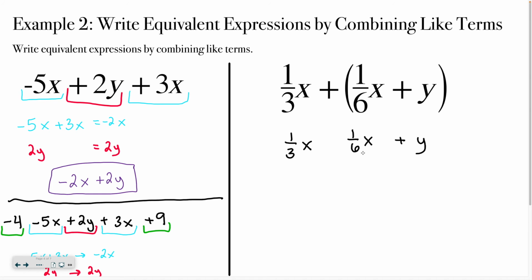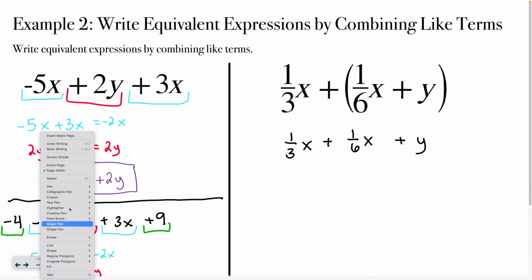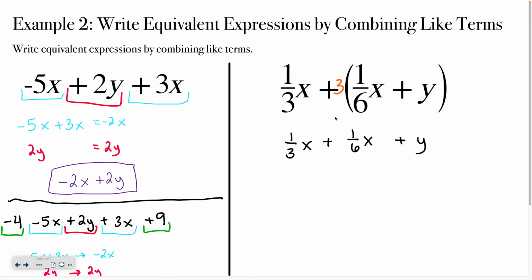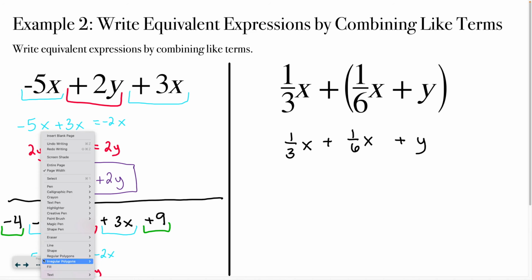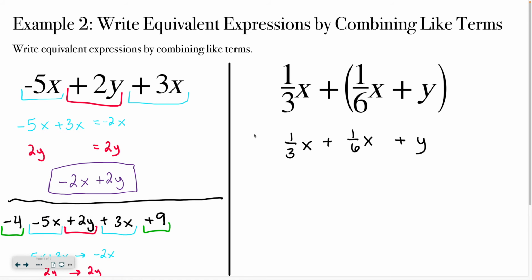But it's a little weird because we have parentheses that are around the 1/6 x and the y. Since there isn't a number right here multiplying with it, those parentheses honestly don't mean a whole lot. What we can do is move them without changing this expression. This would still be an equivalent expression. But now I'm using the parentheses to group the like terms, right? Both of my x terms are inside the parentheses.